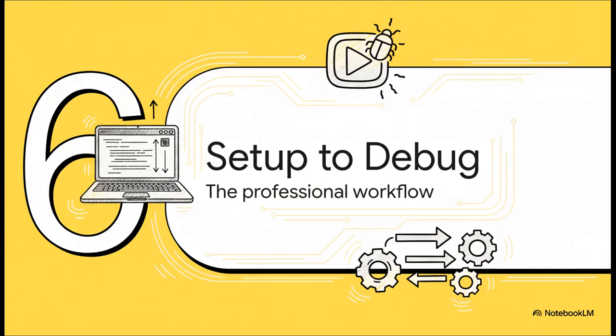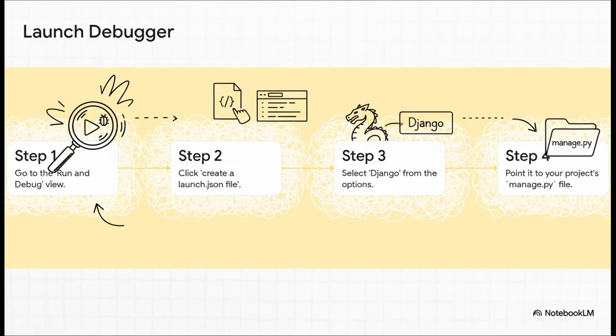All right, we've got our servers running, but constantly stopping and restarting them in the terminal is kind of clunky. Let's finish this off by integrating VS Code's debugger for a truly professional workflow. Head over to the Run and Debug panel on the side. You'll see a link to create a launch.json file. Click that. It's going to pop up a list of configurations. Just select Django. Then, VS Code will ask which project's manage.py file you want to use. Just pick the one you want to debug, and you're set.